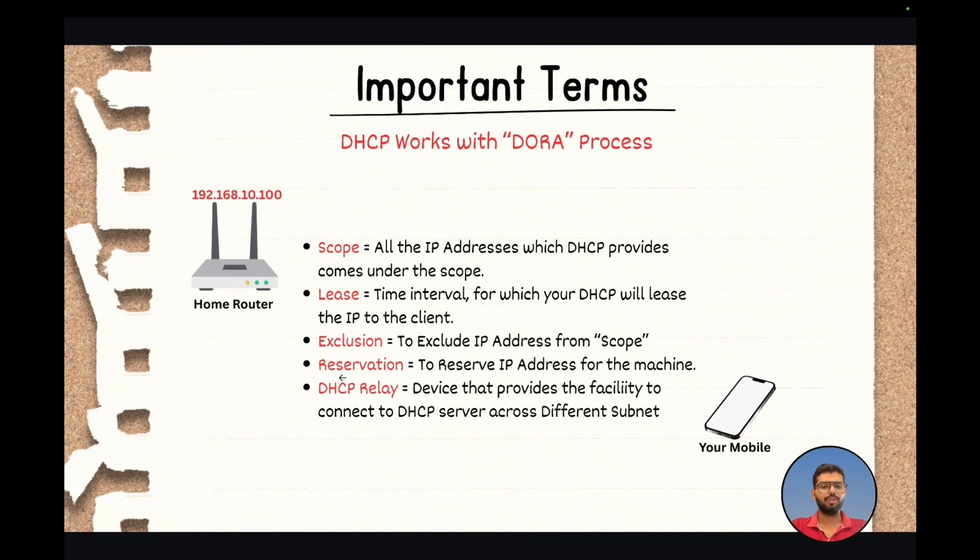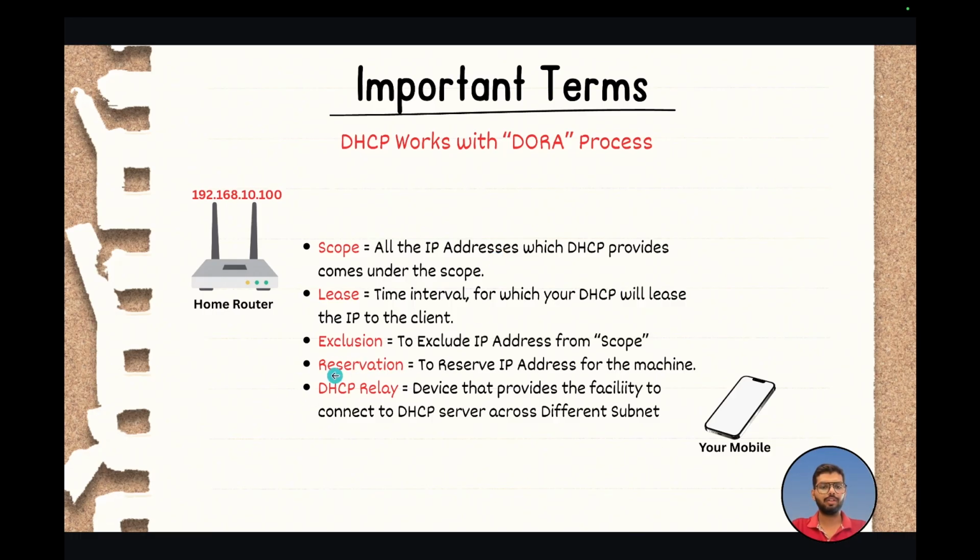Now reservations. To reserve an IP address for a particular machine, let's say your mobile has some MAC address that will be unique globally. Now let's say we want to reserve an IP address for this particular MAC address, or based on some other policies, we can reserve some particular IP addresses for some machines, from the scope only. From this scope, let's say we want to reserve the first 3 IP addresses or last 3 IP addresses, or in the middle or in between. If there are a few IP addresses that we want to reserve, those IP addresses will not be allocated to any other devices.